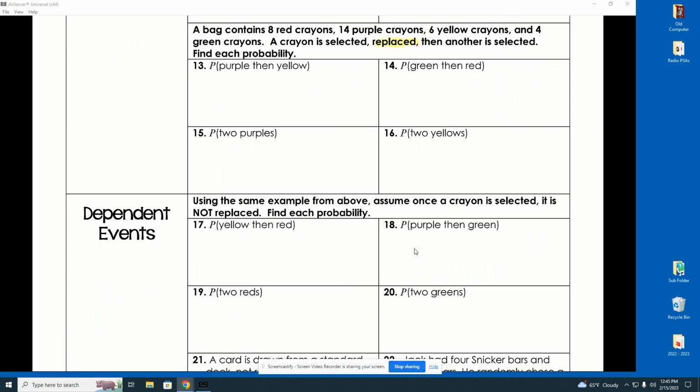But if you look at the next group that's under the dependent events, notice what it says. Assume once a crayon is selected, it is not replaced. So that means I reach my hand down into this bag, I get out what I was supposed to get, but I take this crayon and put it down on the table, and then I reach back into the bag. Did what I just picked affect what I'm about to pick? Yeah, because it's not in the bag anymore. It's dependent. Do you understand the difference?